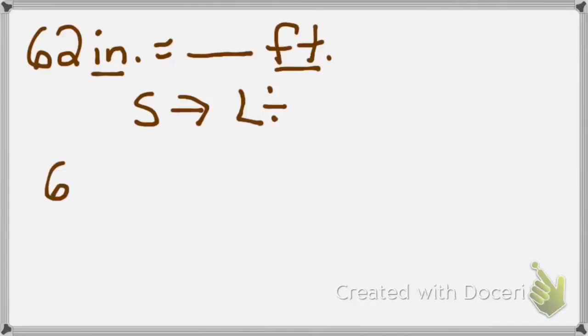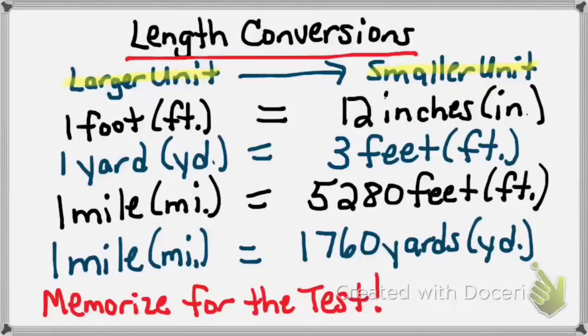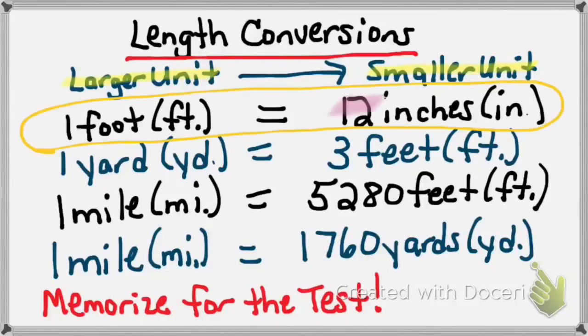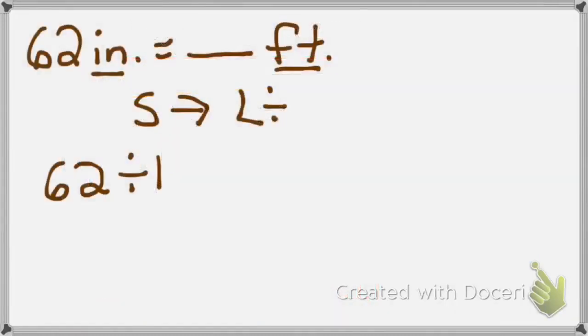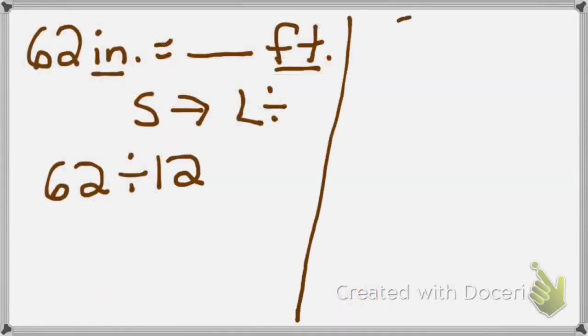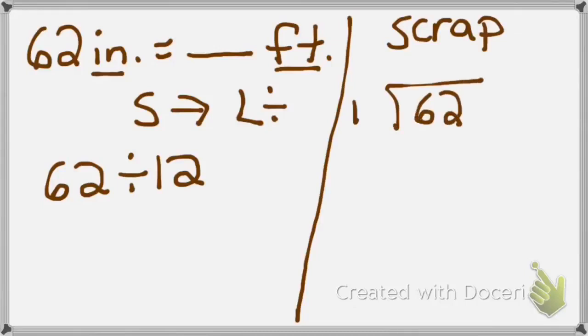Write down my given number, which is 62. The operation that I just chose, which is division. Hopefully by now I know how many inches are in a foot. And inches and feet comparison, there are 12 inches in a foot. That is my conversion. I'm going to do some scrap paper, and I'll divide 62 divided by 12.